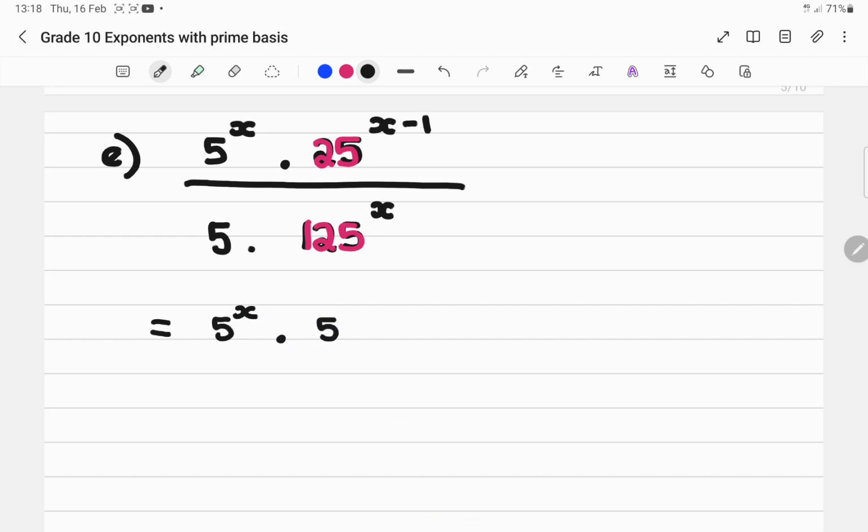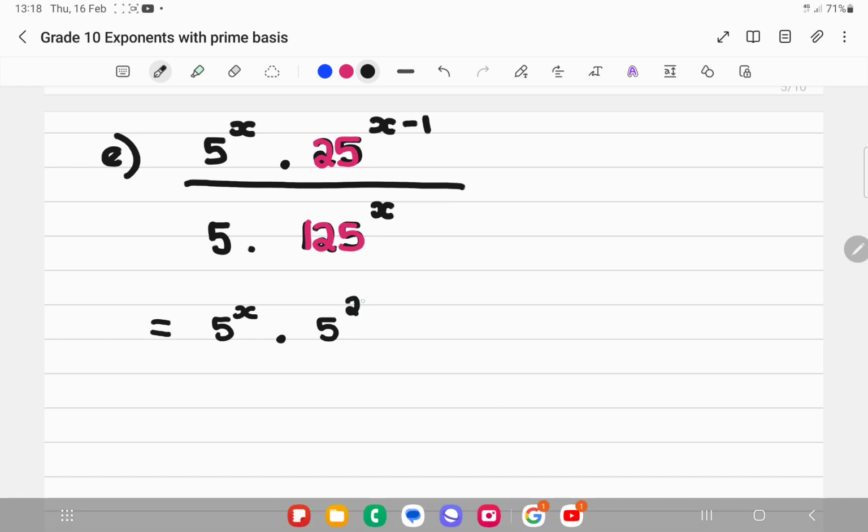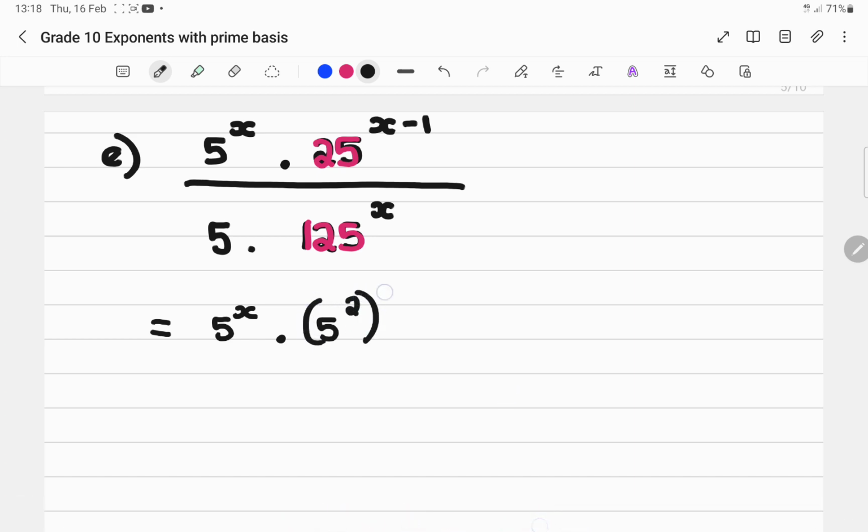25 becomes 5 to the power of 2. That 2 pushes up, and that must multiply with the x and the negative 1, all over 5, and that's a 1 over there. Now, if there's nothing, there's a 1. And 125, shift fact, gives you 5 to the power 3, and that 3 pushes up and it multiplies with the x.